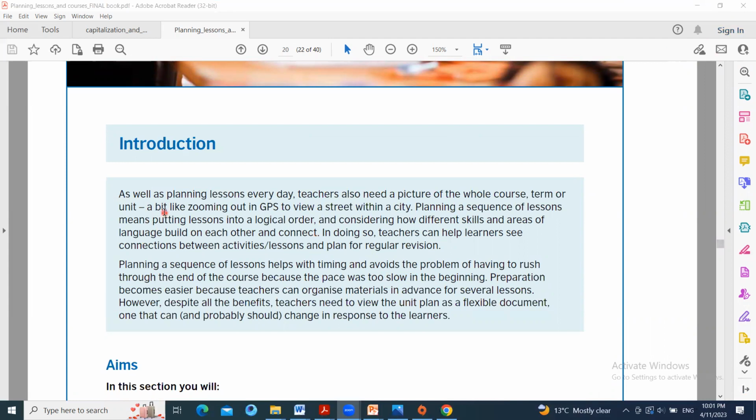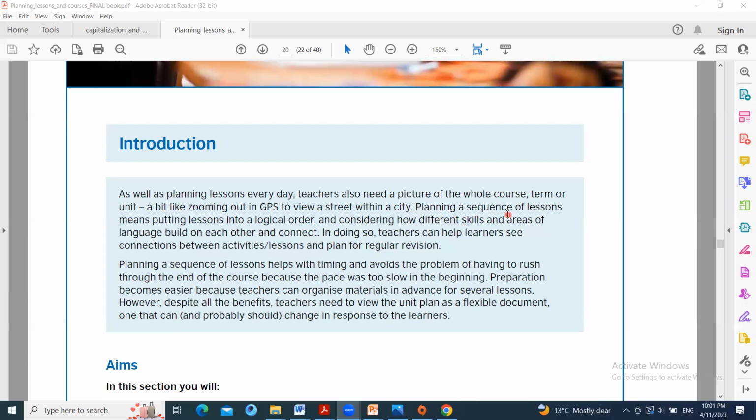As well as planning lessons every day, teachers also need a picture of the whole course, term, or unit. A bit like zooming out in GPS to view a street within a city.